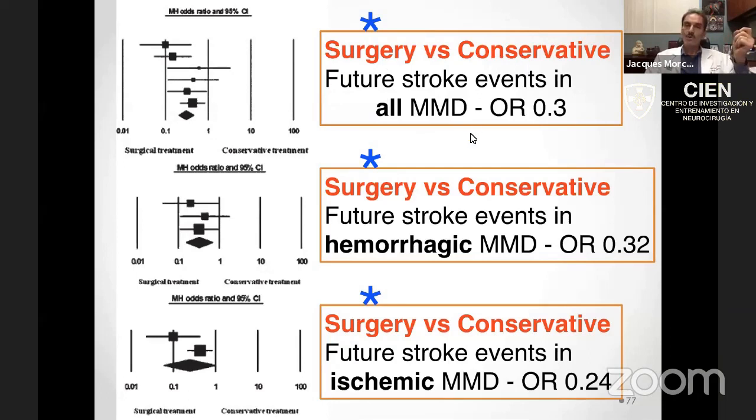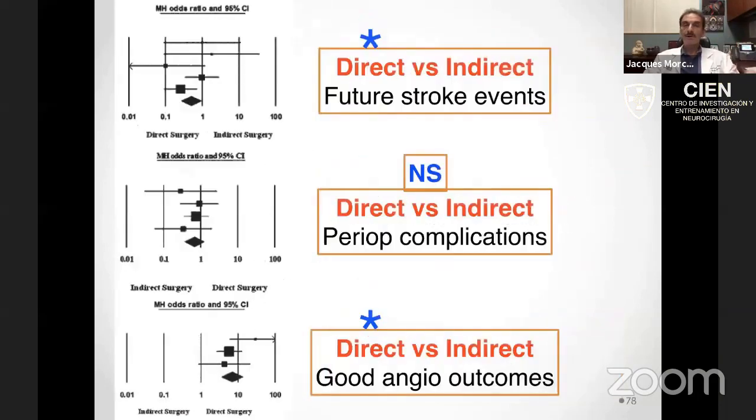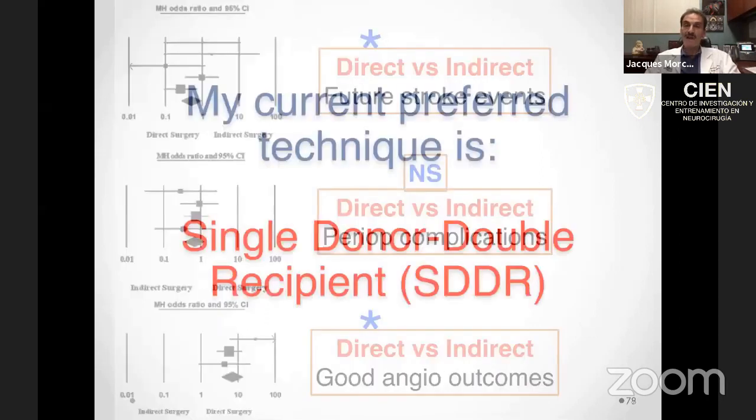Surgery is better than conservative in Moyamoya. Surgery is better than conservative treatment in future stroke events in hemorrhagic Moyamoya or in ischemic Moyamoya. Direct is better than indirect bypass in decreasing future stroke events. People often ask about perioperative complications. There is a trend for more complications with indirect bypass, but it is not statistically significant in this meta-analysis. And of course, direct bypass is better than indirect in achieving better angiographic outcomes.